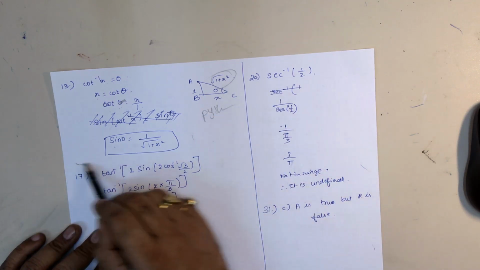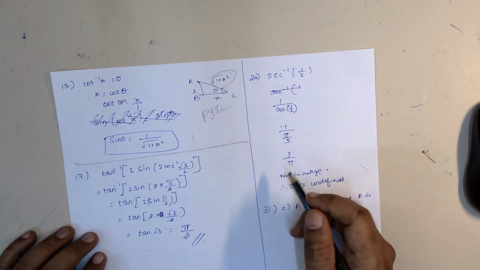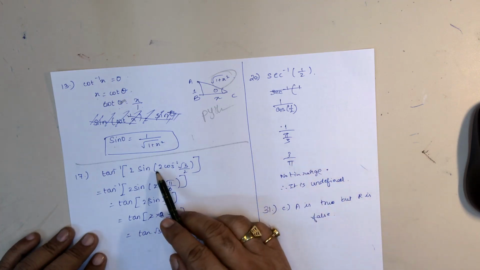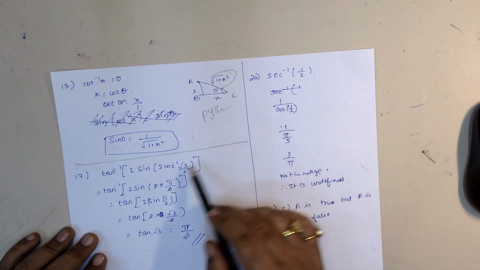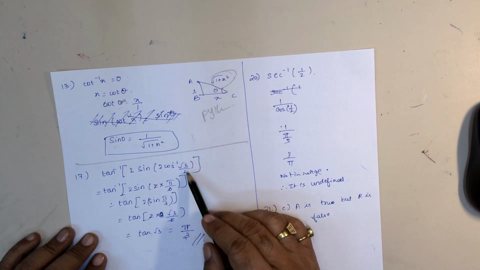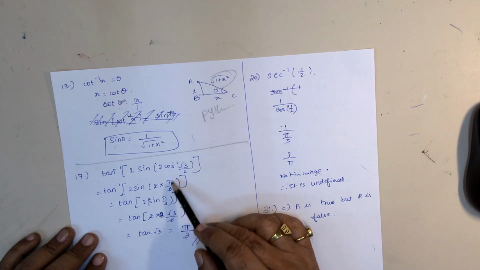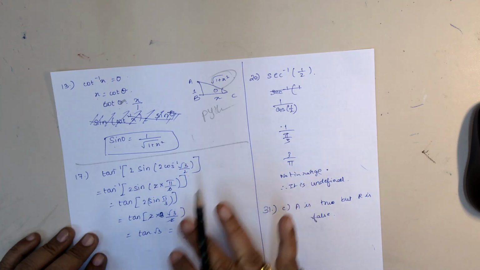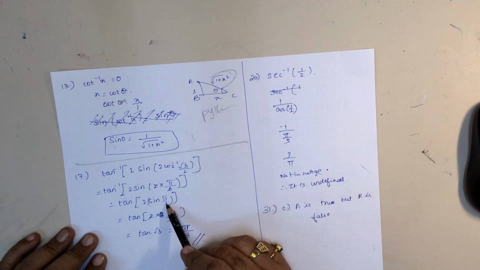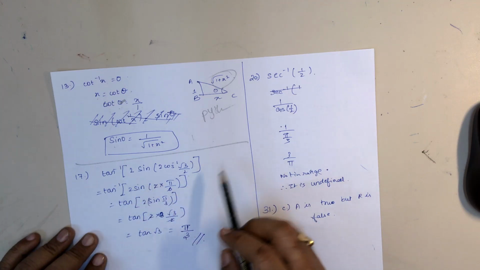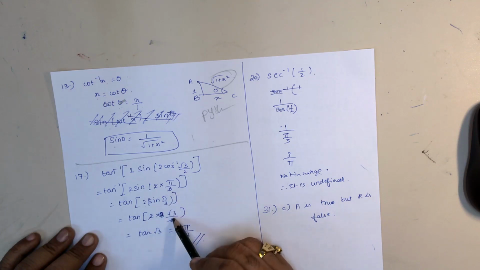Then this one: find the value of tan inverse of 2 sine of 2 cos inverse of root 3 by 2. You know cos inverse of root 3 by 2 is pi by 6, and simultaneously you have to check the quadrant also. So 2 sine pi by 3, that is root 3 by 2 times 2, the 2s cancel. So tan inverse of root 3 is nothing but pi by 3.